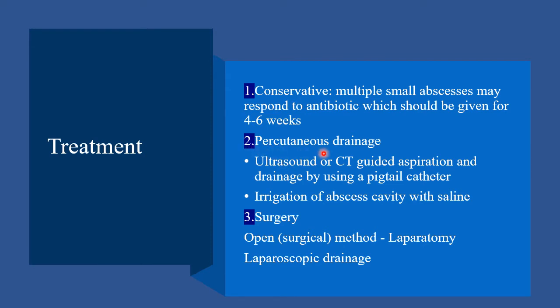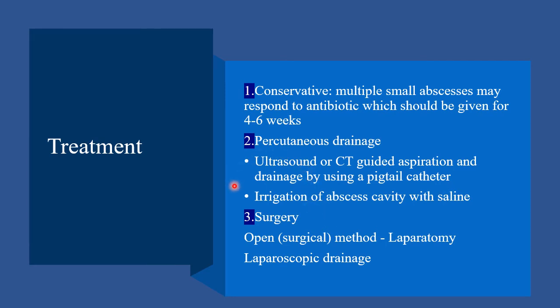Second, if these antibiotics cannot cause the resolution of these abscesses, then a percutaneous drainage is attempted. This is usually done using a needle aspiration under ultrasound or CT guidance, and the drainage is sometimes using an indwelling pigtail catheter. Irrigation of the abscess can also be done with saline to dilute the pus and facilitate its drainage through the pigtail catheter.